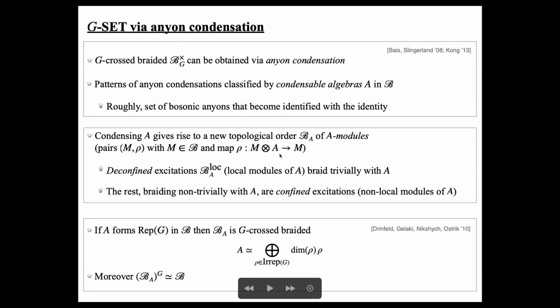You can have two types of excitations in this B_A: what are called deconfined excitations, which are the local modules of A. This means only anyons that braid trivially with the anyons you're condensing.